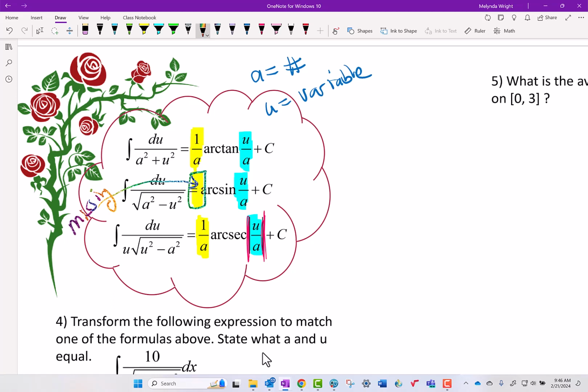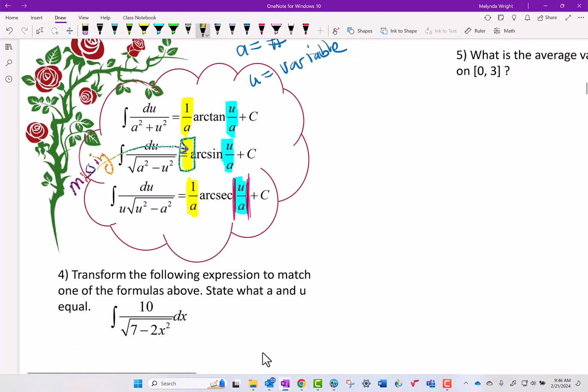I'm going to pause here for a second. The thing students get confused with is, first off, what A and U are. A is the number, U is the variable. And then students typically get confused on the beginning: do I have a 1 over A in front of it or not? Two of the three have the 1 over A in front of it. Okay, so with that, let's practice.